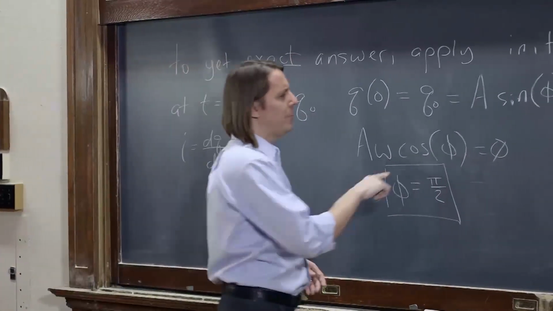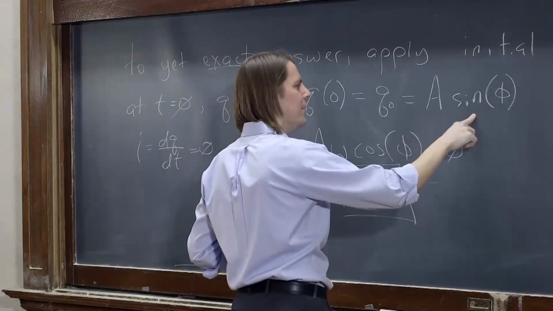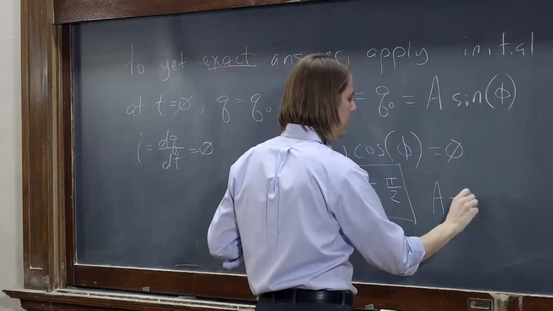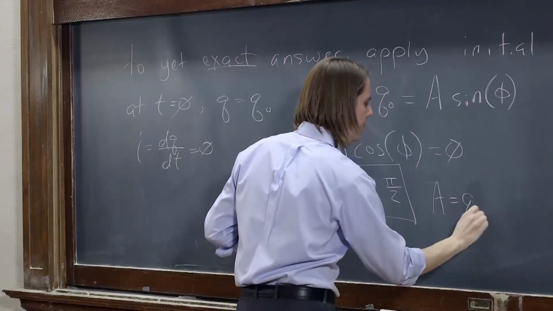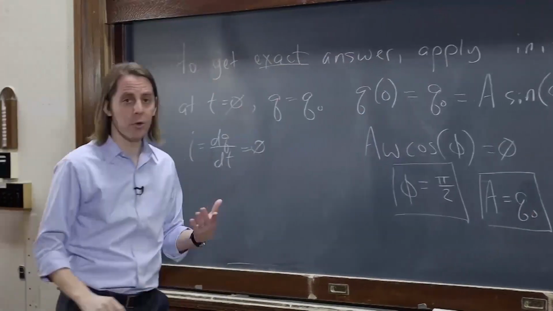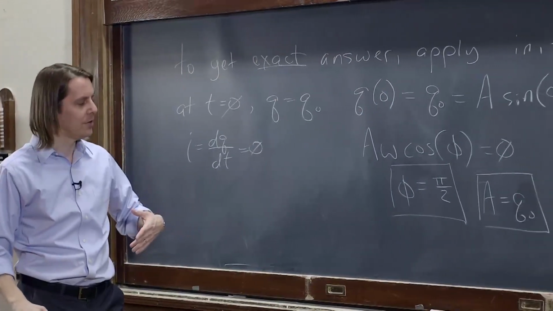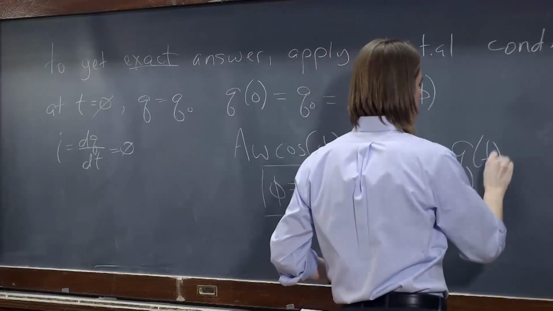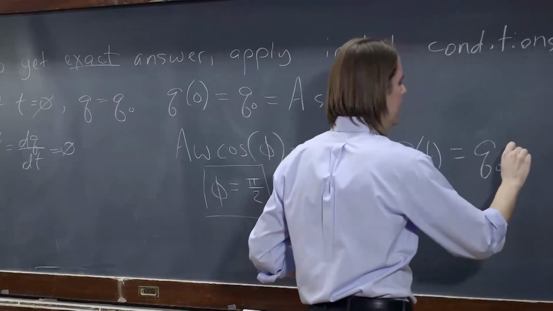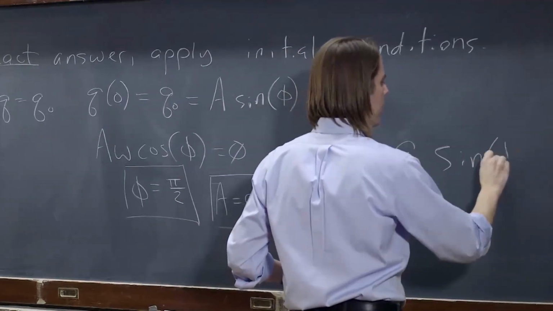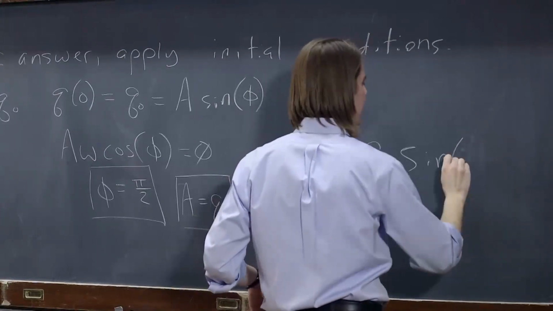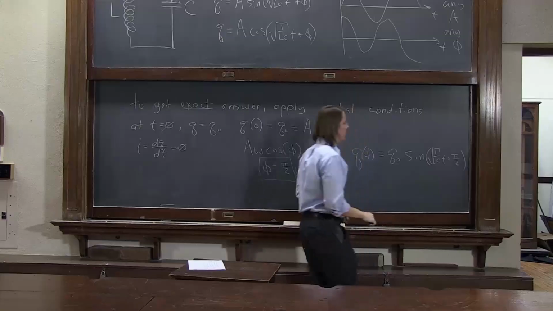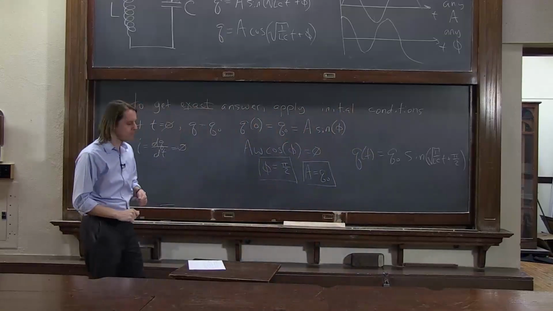And now, if phi is pi over 2, then we plug that in here. Sine of pi over 2 is 1. So we realize, oh, A is just Q naught. So we just used our boundary conditions to find the real solution, which is Q of t equals Q naught sine of the square root of 1 over LC, same thing, t plus pi over 2. That would be the real full solution.